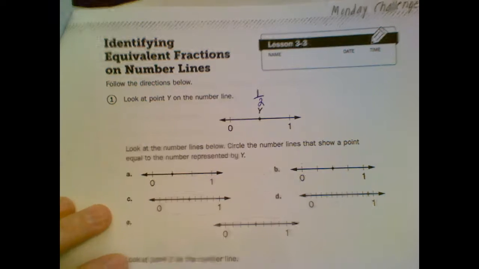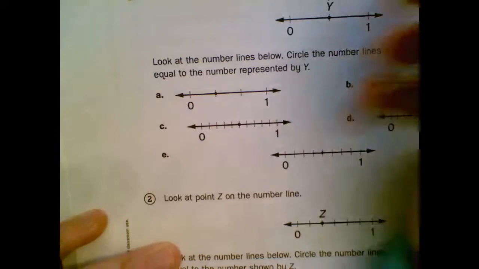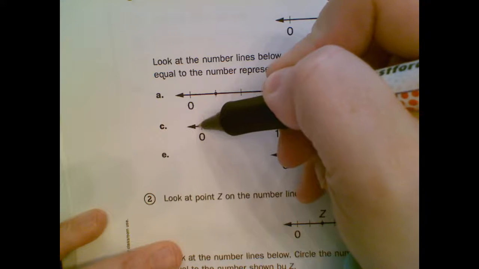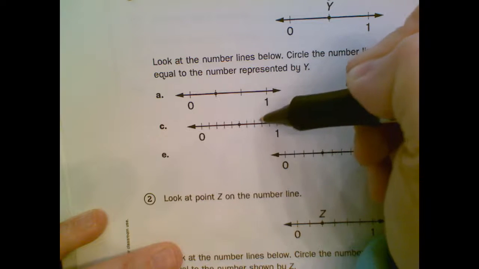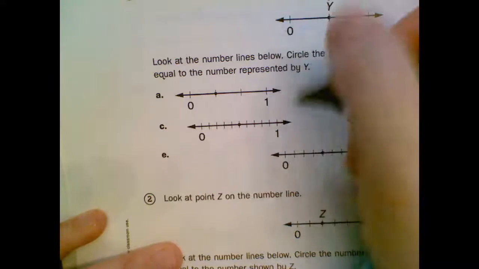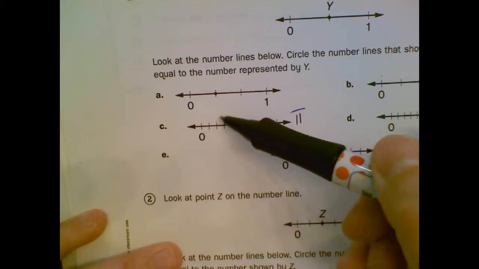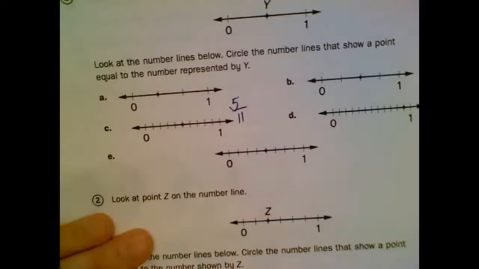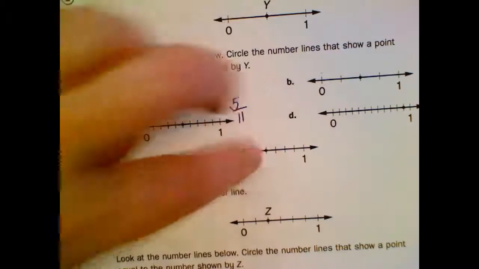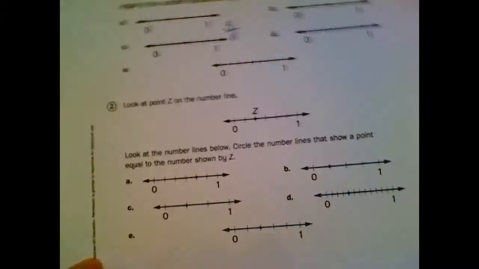Okay, now just to go over, because it's been a while, if you're trying to figure out what fraction this is, you start at 0 and you count how many jumps. So 1, 2, 3, 4, 5, 6, 7, 8, 9, 10, 11. So these are 11ths. Okay, and to get the numerator, you would say 1, 2, 3, 4, 5. So this one's 5/11. What I would do if I were you, I would write the names of each of the fractions and then circle your answers.